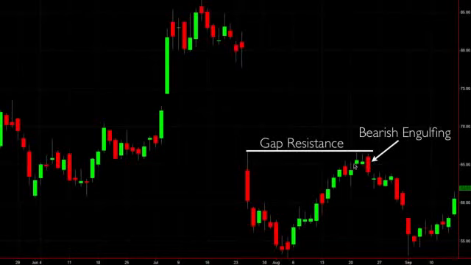Sometimes you have to be able to adjust and trade what you see, and we are seeing nice resistance at the gap. We're seeing almost 2 shooting stars showing sellers are coming in. That's what we know about the shooting star. And then we see the bearish engulfing. That's a nice entry signal.